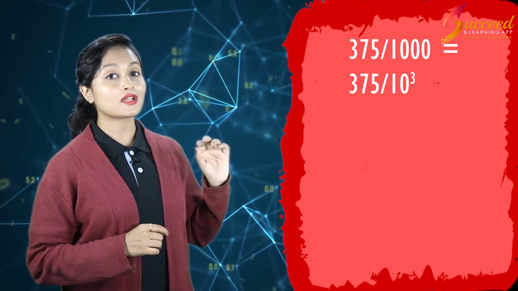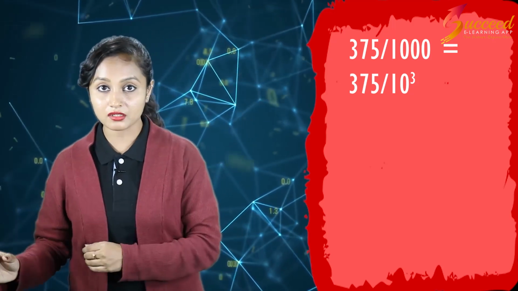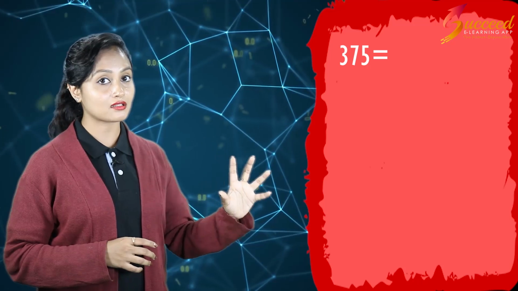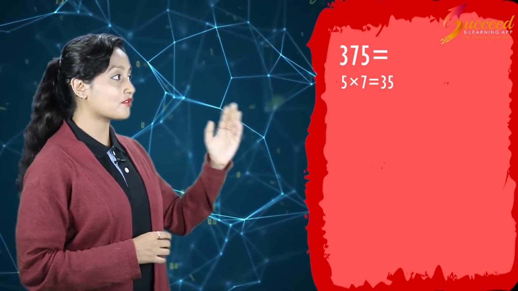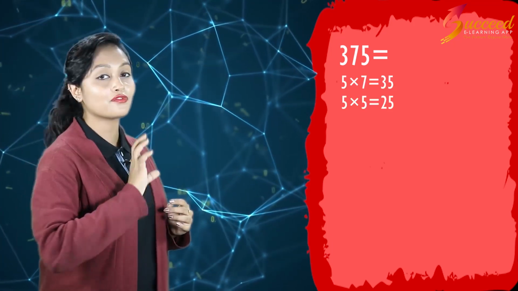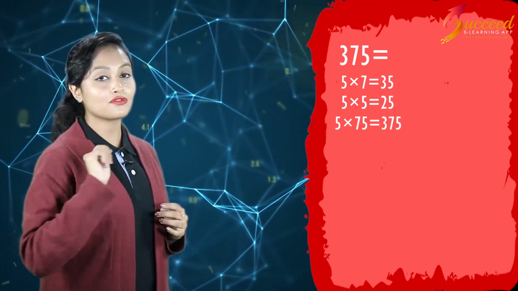Now, let us try to express 375 as the powers of prime factors. How are we going to do it? Recollect, we did the prime factorization method in your previous classes. So now, factoring 375. 5 is the number which it ends with, so we will divide this by 5. 5 7s are 35, 2 is left over, 5 5s are 25. So 5 75s are 375.